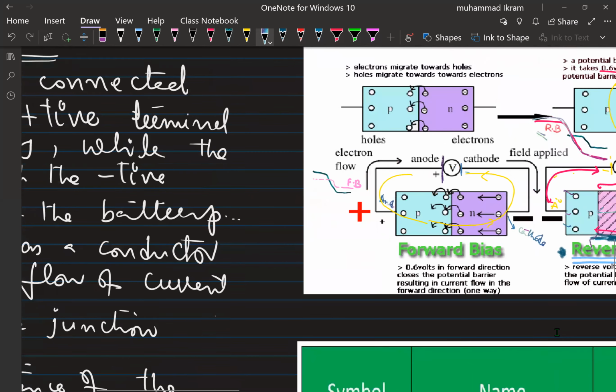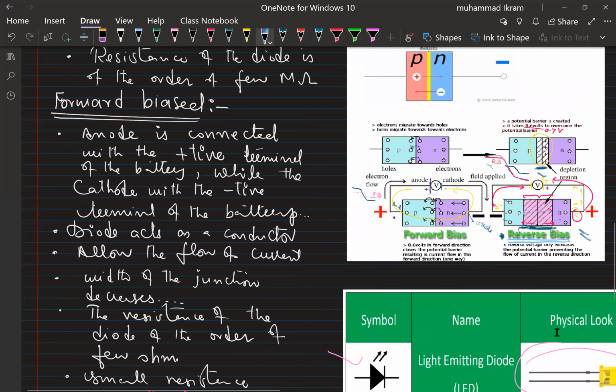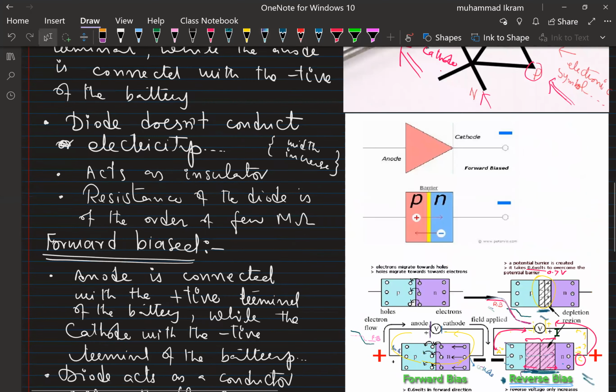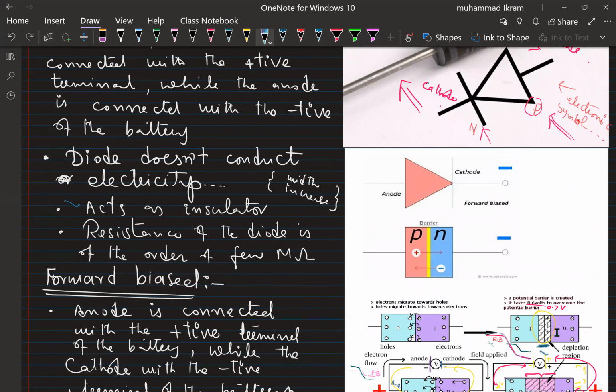Here the diode acts as an insulator, and the resistance of the diode is of the order of few mega ohm, right? So the PN junction purely acts as an insulator.